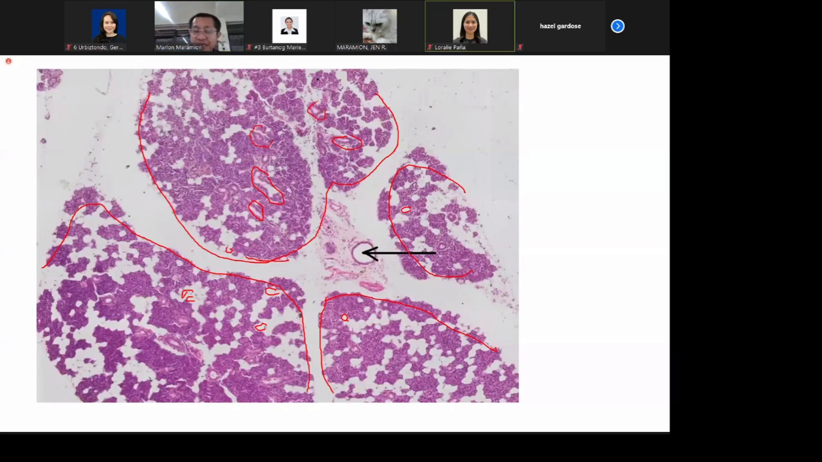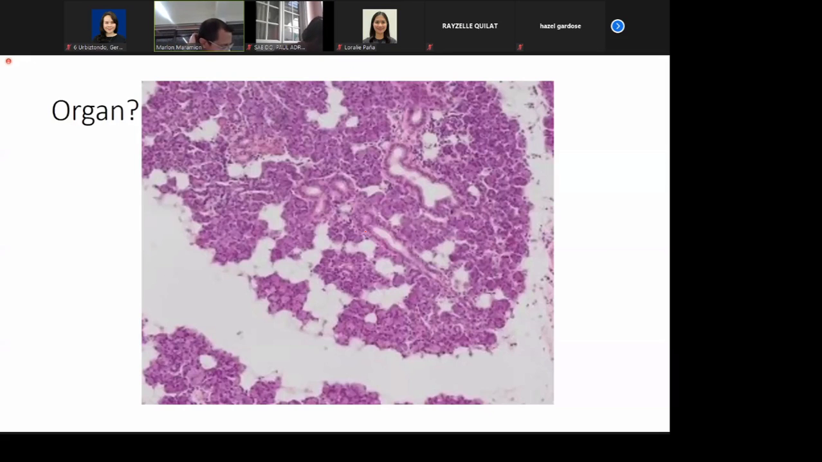Interlobular. Intralobular. Inside. Okay, inside, intra. And then this duct pointed by the black arrow should be called interlobular duct. It is outside of any lobule. This question should be easy to answer right now.